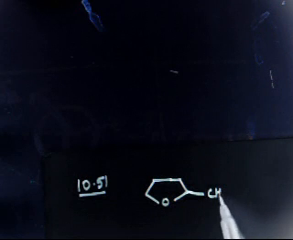Now let us discuss the next one. So this is something related to writing mechanism. So we have the problem number 10.51. This says we have this alcohol, basically tetrahydrofuryl alcohol. There is no need to remember the name. So you have this alcohol, CH2OH.